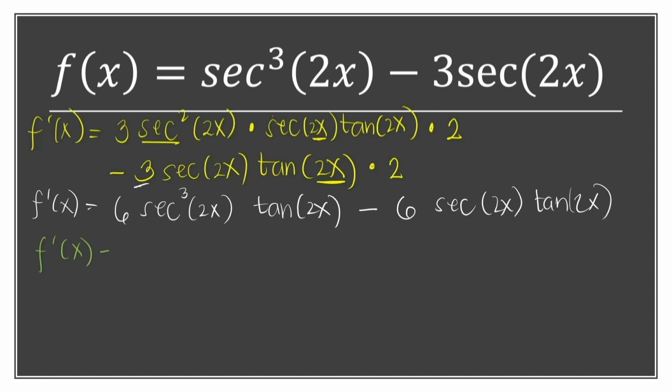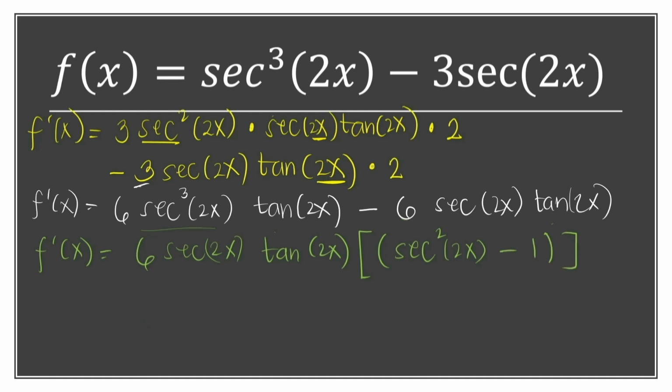And then factor out lang natin yung mga common sa dalawang terms na to. So, 6 and secant 2x and pati yung tan 2x. Okay? So, divide lang natin yung dalawa. So, 6 secant 2x raised to 3 tan 2x divided by 6 secant 2x tan 2x is, ang matitira na lang is secant 2x raised to 2. So, dito naman sa kabila, 1 na lang to, minus 1. And then, kung natatandaan nyo sa Pythagorean identity, tan squared x is equal to secant squared x minus 1.